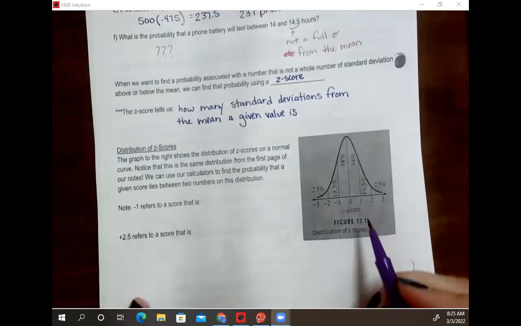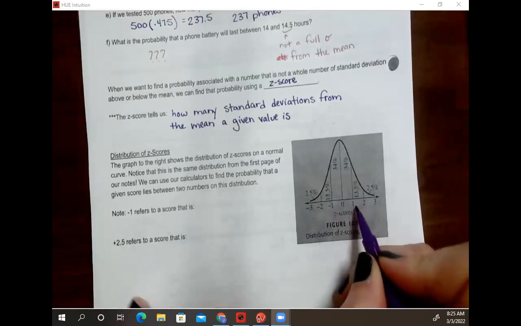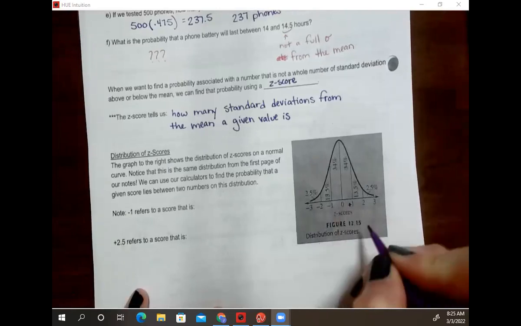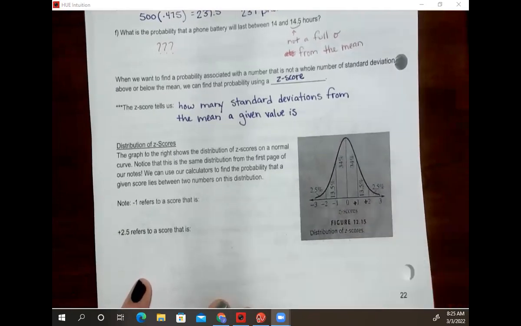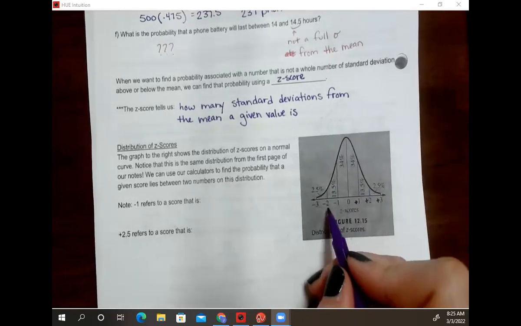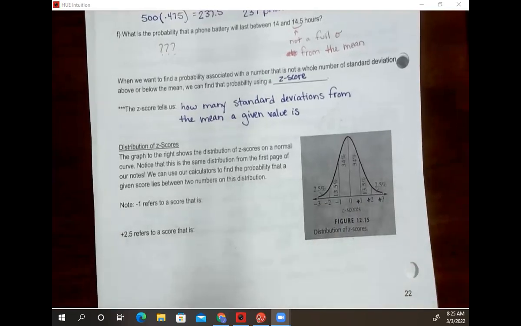So for z-scores, I am going to put my mean as 0. 1 or plus 1 means I'm 1 standard deviation above the mean. 2 or plus 2, you'll also see this, is 2 standard deviations above the mean. 3 or plus 3 is 3 standard deviations above the mean. And then minus 1 means 1 standard deviation below the mean. Minus 2 is 2 standard deviations below the mean. Minus 3 is 3 standard deviations below the mean.